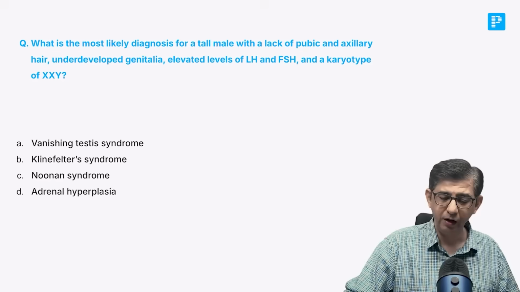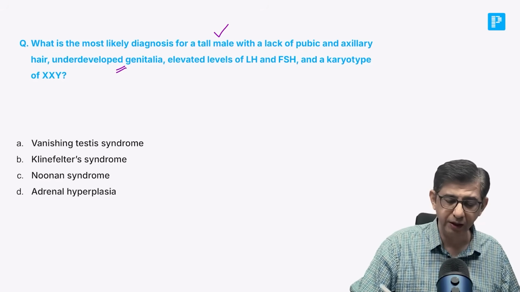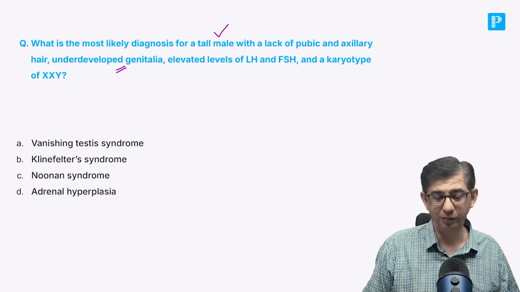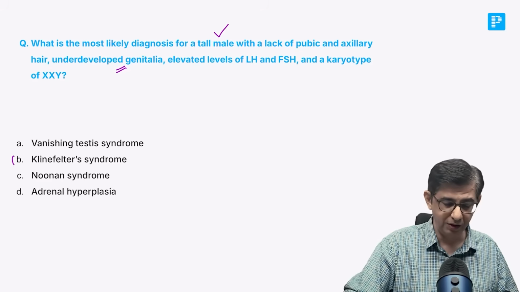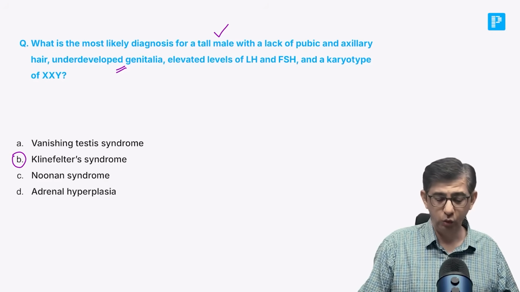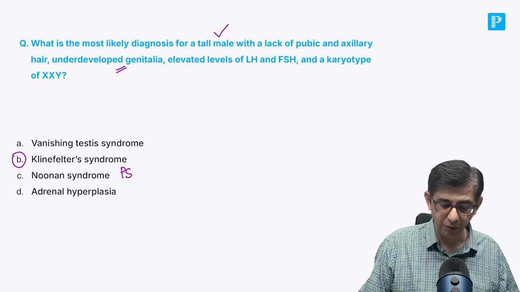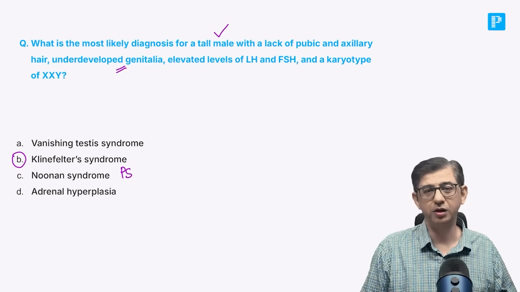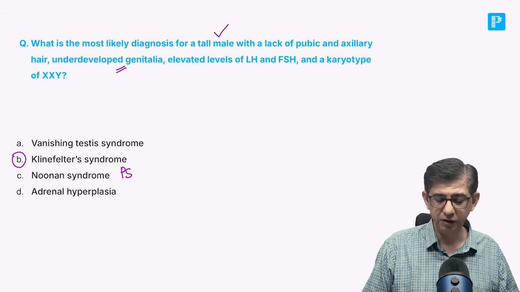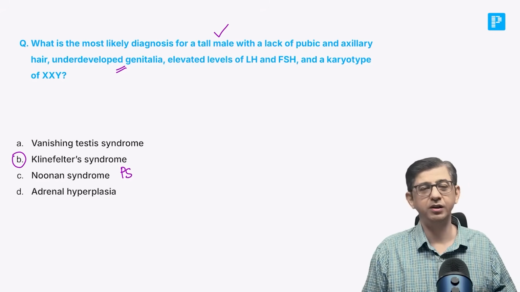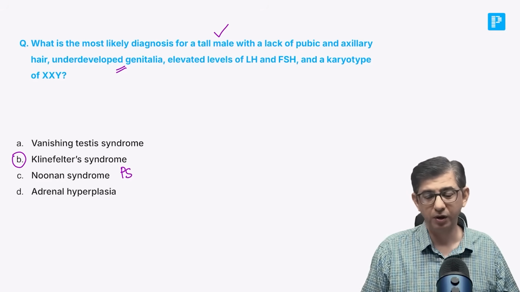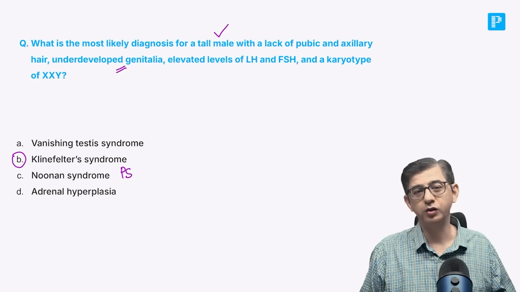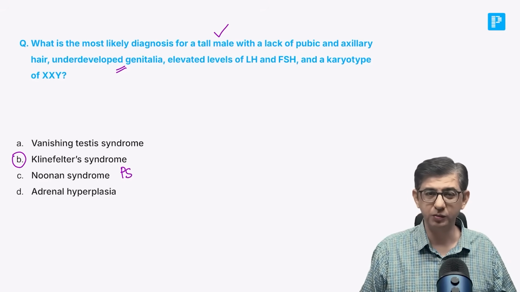Then tall male, lack of pubic hair, underdeveloped genitalia, and then the karyotype is given as well. You don't need to even look at the karyotyping report that is given. The answer in this case is Klinefelter syndrome. Noonan, the standard question, is associated with pulmonic stenosis. Option would be a female who is looking like a Turner syndrome patient but is 46XX. CAH will present with ambiguous genitalia. Vanishing testis, as the name suggests, the patient manifestations given in the question don't match with option number A. So the correct answer is B.